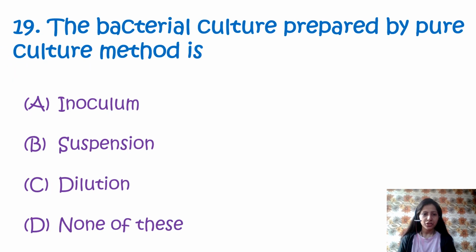Question number 19. The bacterial culture prepared by pure culture method is option A inoculum, option B suspension, option C dilution, option D none of these. So the bacterial culture which is prepared by pure culture method, actually pure culture क्या होता है? That contains only one type of microorganisms. Mainly pure culture में हम लोग streak plate method use करते हैं, which involves spreading the inoculum back and forth across the surface of the agar plate to physically separate the microbial population.